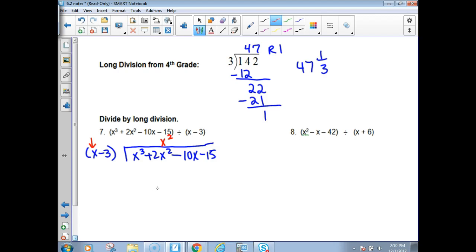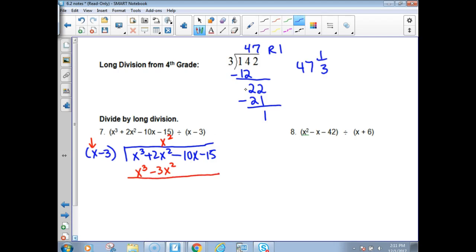Okay, Scott. All right, now we take whatever we put on top here and multiply it times the whole polynomial, right? So x squared times x is x cubed. X squared times minus 3 would be minus 3x squared. Draw a line underneath.